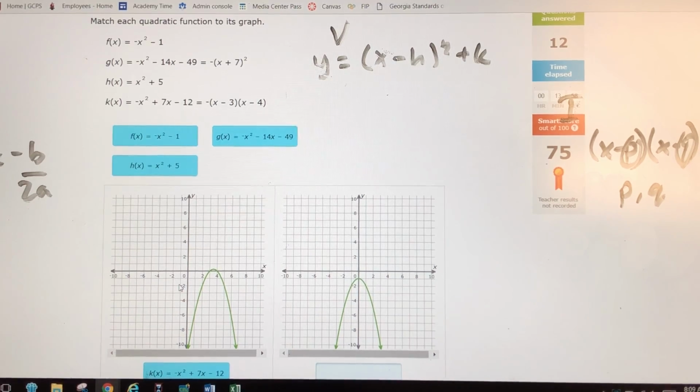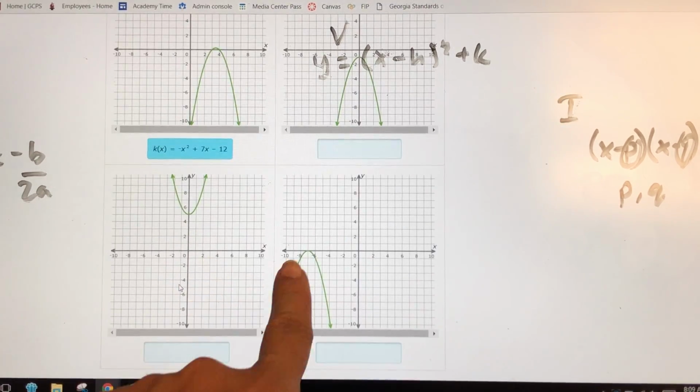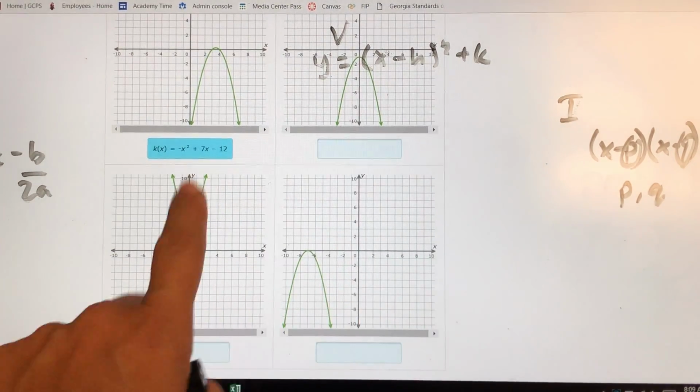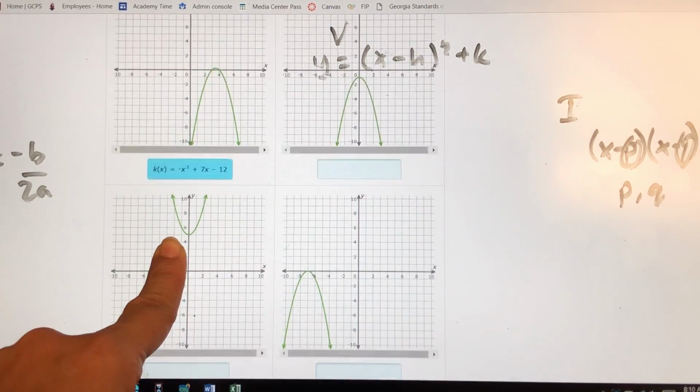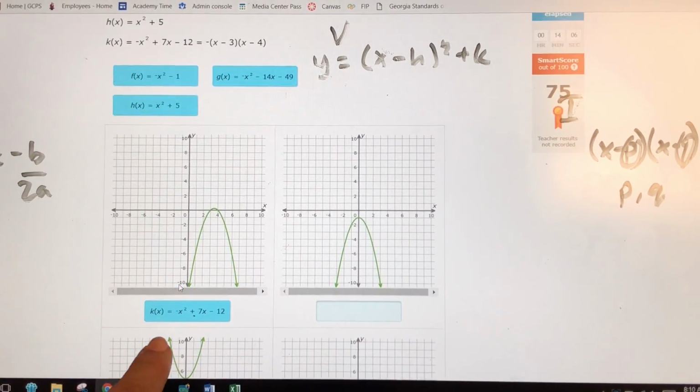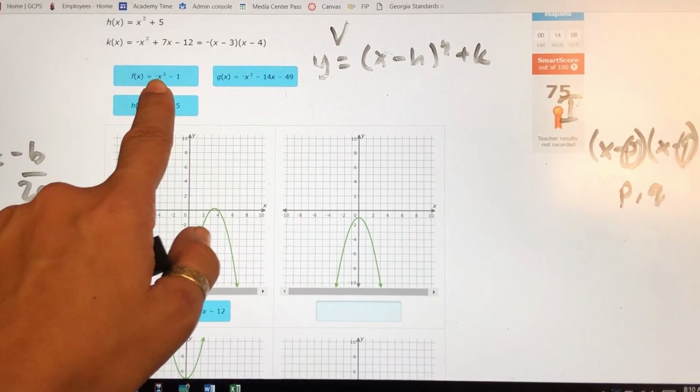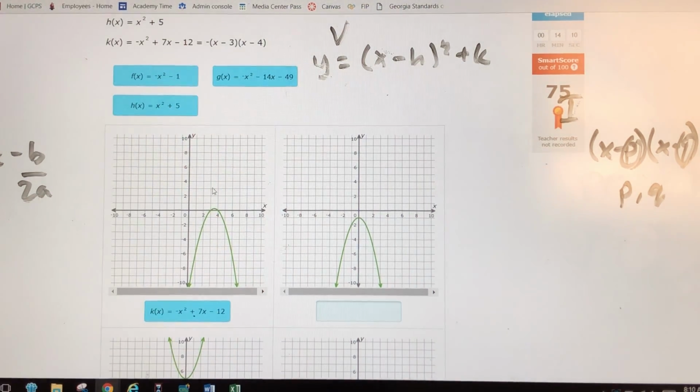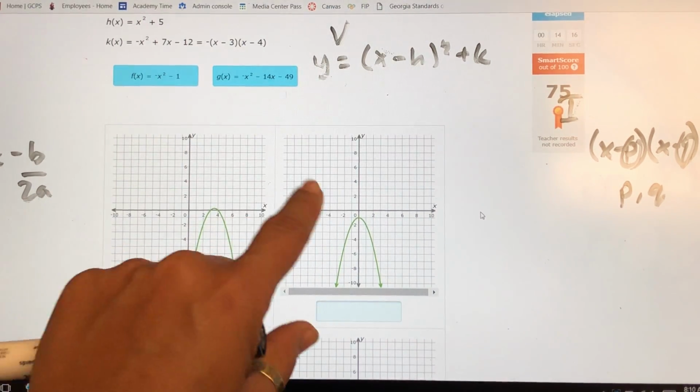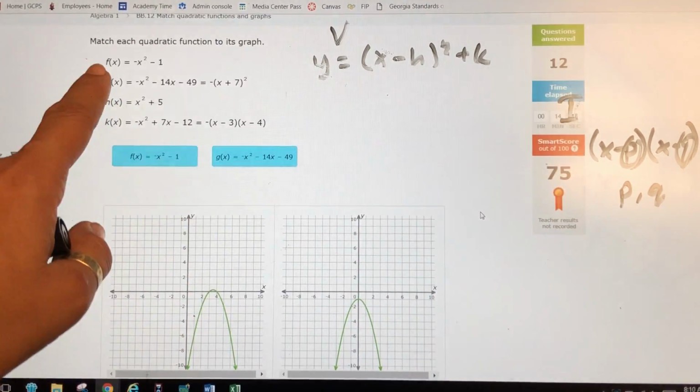Other thing I'm going to do before I do any calculations is look at my graphs. All of them are opening downwards, except this is opening upwards. So I'm going to look for my positive one, and that goes with this graph here. Which one's positive? That's negative, negative, and that's positive. So that one goes there. And then the 2 remaining. Okay, so now I have F and G remaining.